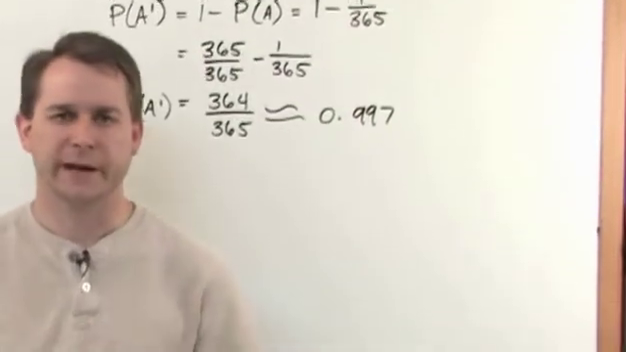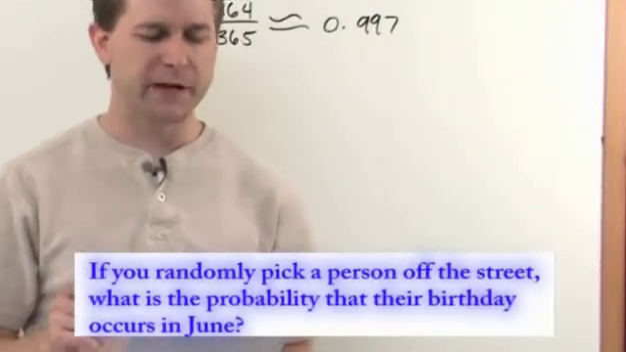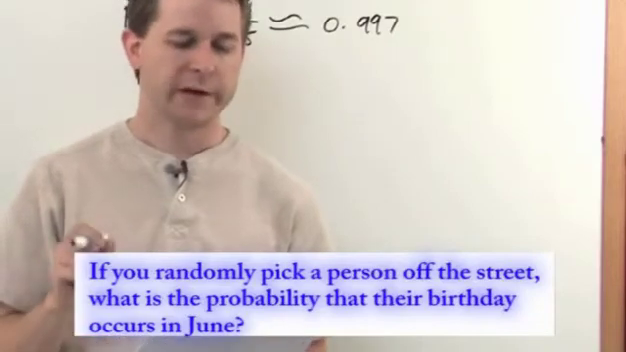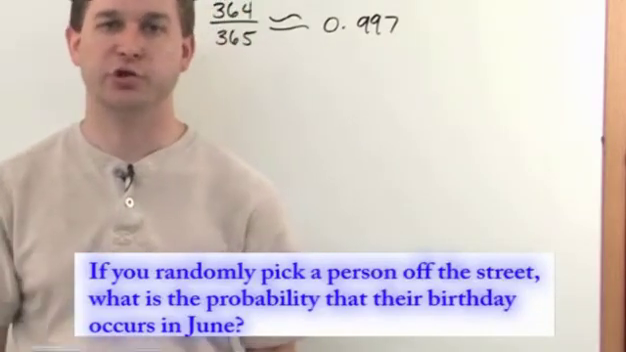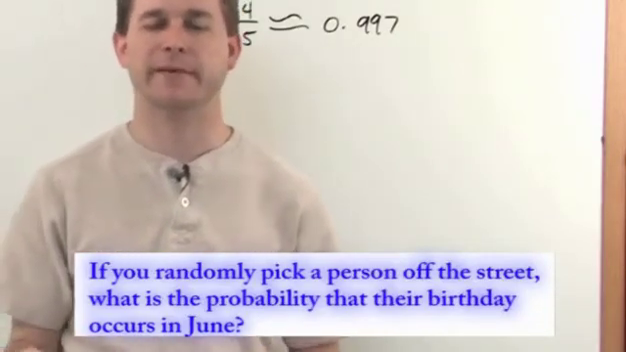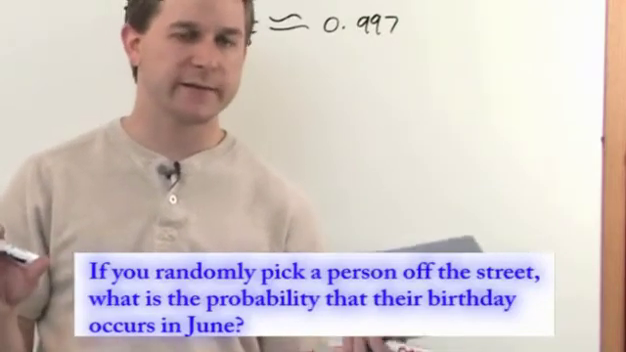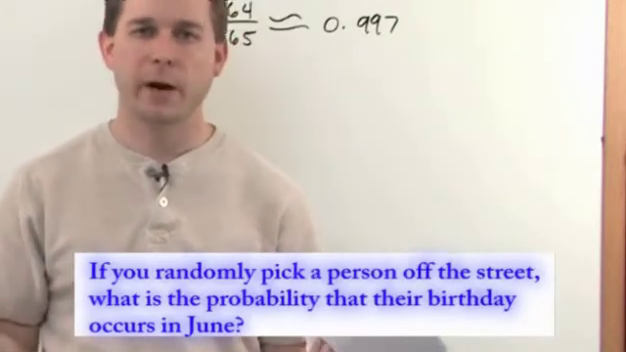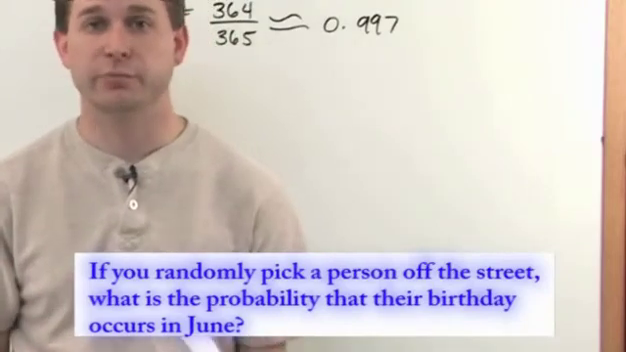So the next problem says, if you randomly pick a person off the street, what is the probability that their birthday occurs in June? Okay? So it's the same kind of problem. Somebody comes up to you and you're just going to guess and say, well, your birthday's in January. What is the probability that their birthday is actually in June, just on average?